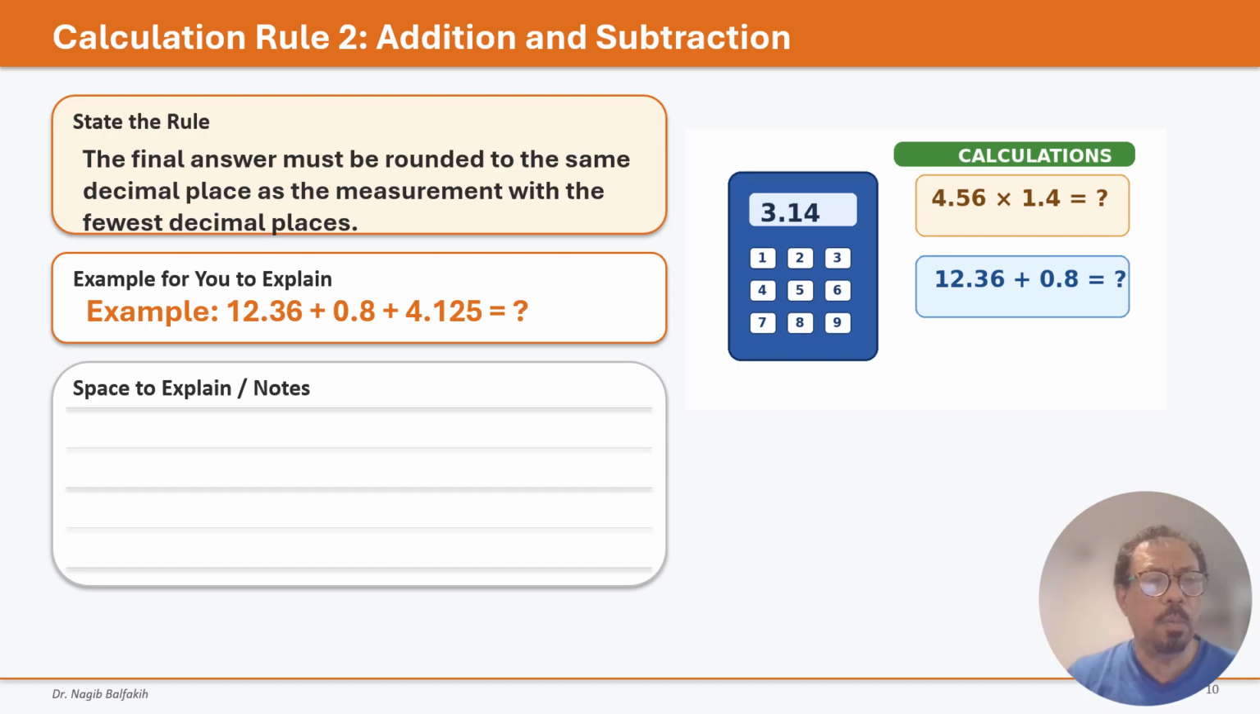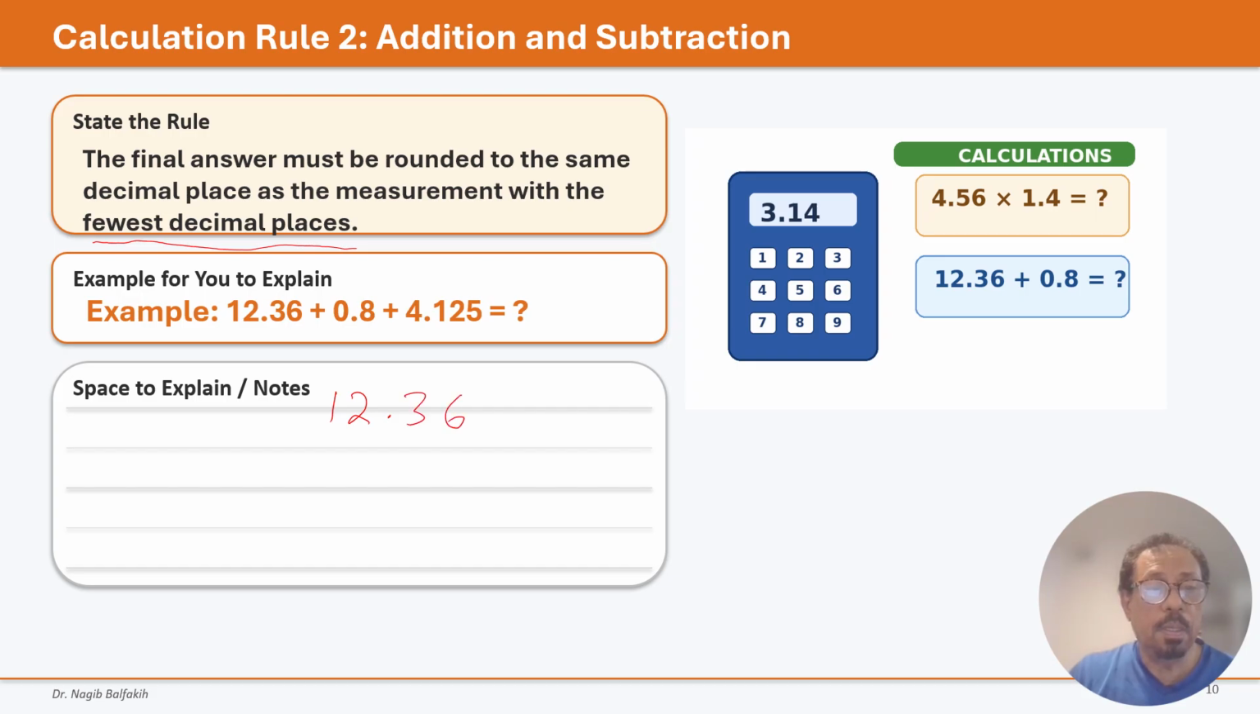Now let's talk about addition and subtraction. The rule says the final answer must be rounded to the same decimal places as the measurement with the fewest. Now we talk about the fewest. This is the keyword, decimal places. We are not talking about how many sig fig of the numbers added. Let us add them together. I'd like you to line them up.